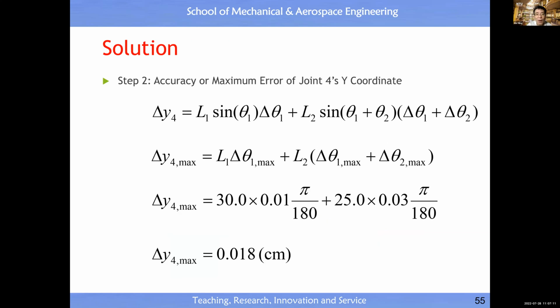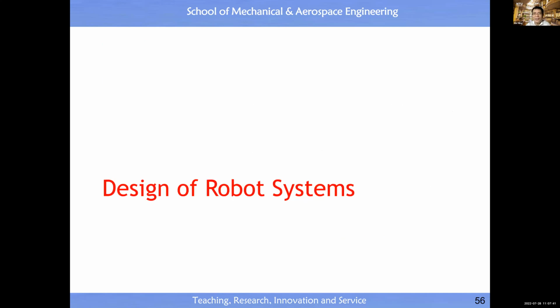If let's say the maximum error for theta 1 is 0.01 and the maximum error for theta 2 is 0.02, then 0.01 plus 0.02 altogether is 0.03. Then you put in the numbers, and you can determine the error at the end of your robotic arm. So I consider this also a home assignment, so you must do it, okay? Verify whether you get the same result or not, okay.